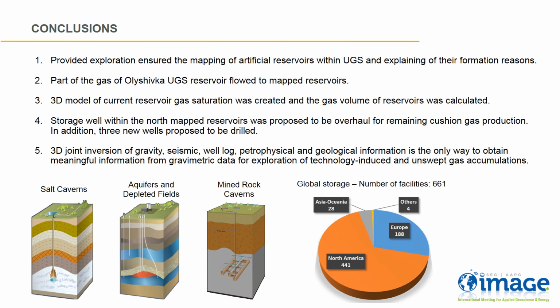Today there are 661 worldwide facilities of natural gas storage. Also, wastewater, CO2, oil, and other different types of fuel are subject to underground storage. 3D joint inversion of gravity, seismic, well data, petrophysical, and geological information is an effective way to obtain meaningful information from gravimetric data for exploration of technology-induced and unswept gas deposits and other artificial accumulations.